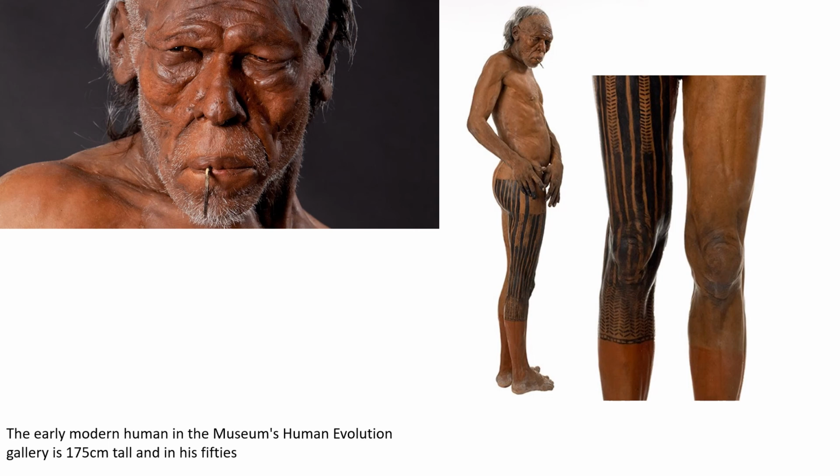So here we have a reconstruction of an early modern human. This man was about 175 centimeters tall and was in his 50s. And one striking thing you're going to notice is that he actually has a tattoo on his body. Now, we're unsure if this is actually permanent, but we do think that body modification is something that is very ancient and can be found on the preserved skins of some very ancient ancestors of ours.